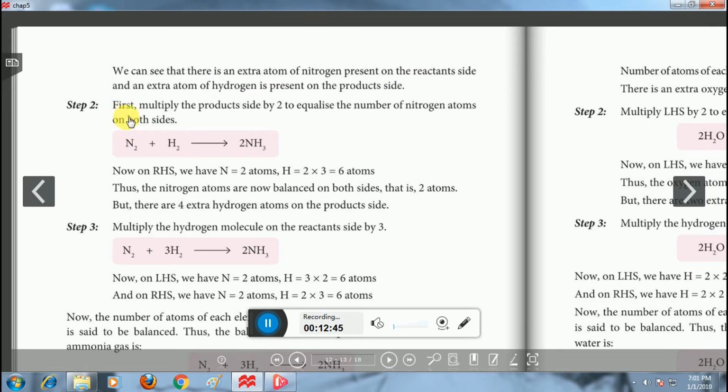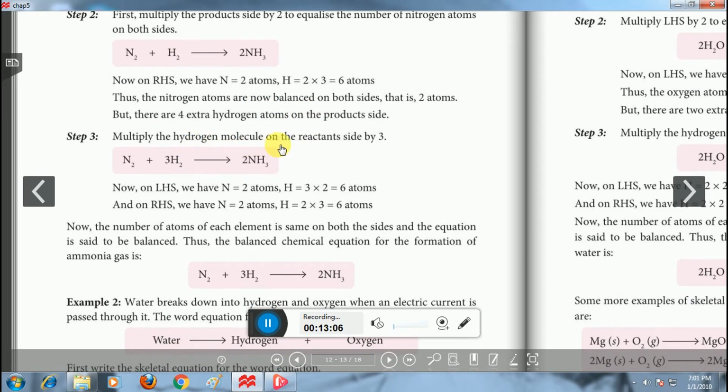Next step, first multiply the product by 2. If you multiply by 2, nitrogen atoms become 2 here, that means nitrogen becomes equal. Now hydrogen remains as 2 on the left hand side, and here 6 atoms of hydrogen are present. Multiply the hydrogen molecules on the reactant side by 3. After multiplying by 3, it will become 6 hydrogen atoms, because 3 into 2 gives you 6 and 2 into 3 gives you 6.